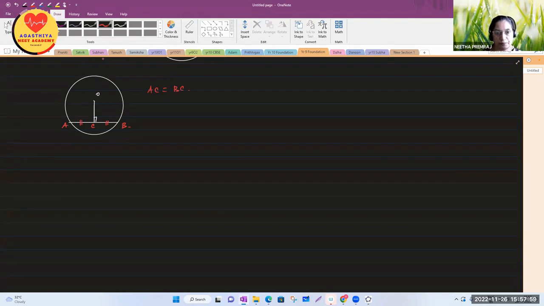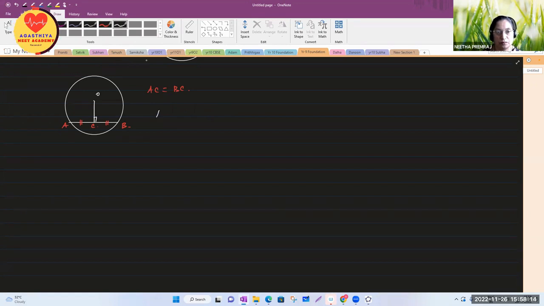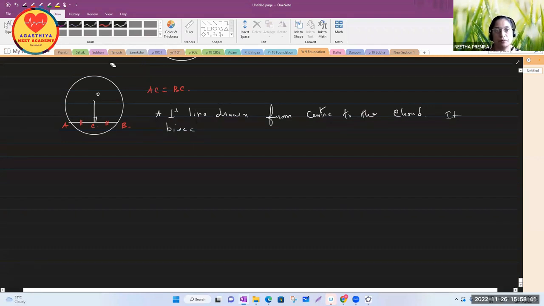So the concept is a line drawn perpendicular from the center to the chord bisects the chord. What do you mean by bisector? Yes, Tamil children, tell me. What do you mean by bisector?